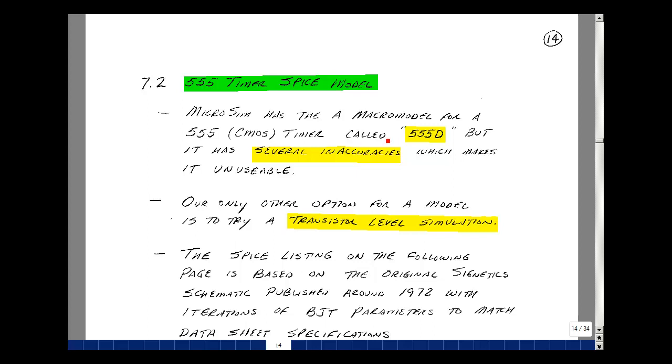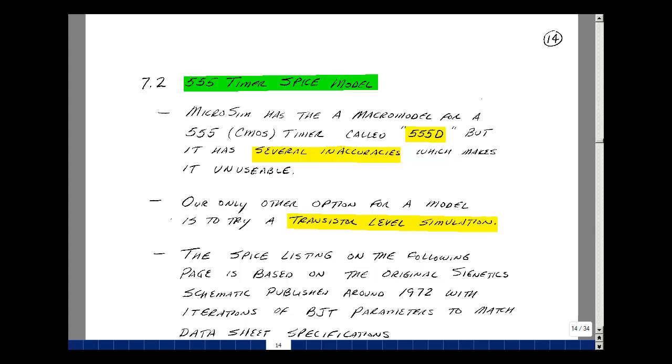PSpice has a macro model for the 555 timer, but it's for the CMOS version of the timer, and it's called 555D. We're actually using the bipolar one, and there are some differences, but this model has a lot of inaccuracies in it. In fact, it can hardly predict anything correctly. I have fixed that model up, but I decided not to include it in the course anymore because it's not really what you would get if you were just using the library by itself.